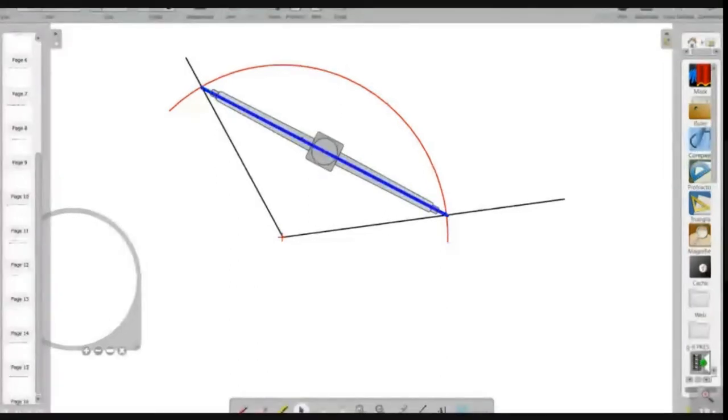I am drawing the perpendicular bisector of this blue line. So, you know, while drawing the perpendicular bisector of a given line segment, you are taking the distance in the compass as more than half of the distance of the line segment. So, the blue line segment is there. You can set the compass something more than that.